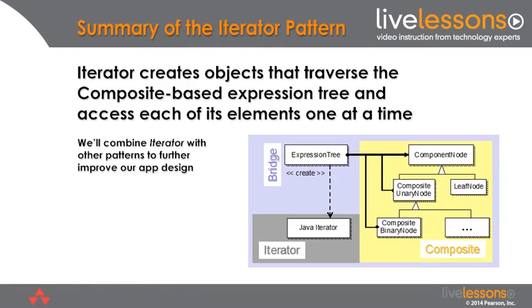So to summarize this section, the iterator pattern is used to create objects that traverse the composite-based expression tree and access each of its elements one at a time. And we'll later combine iterator with some other patterns to further improve upon our application design.